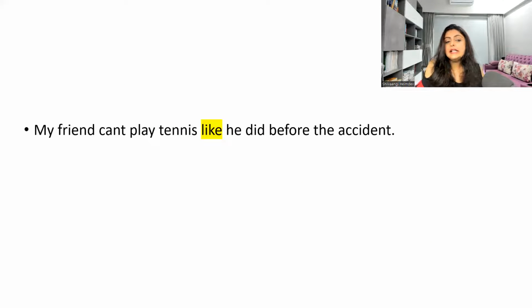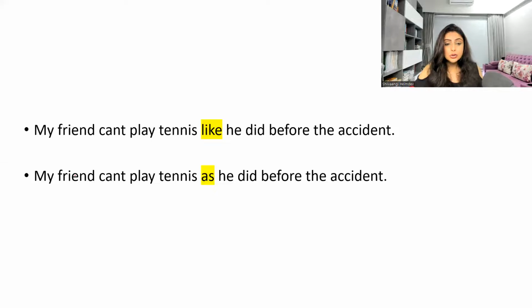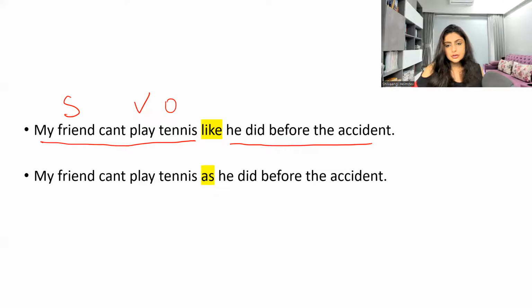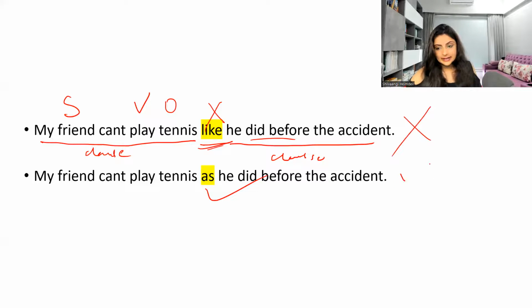Look at this. My friend can't play tennis like he did before the accident. Again, what is happening? Two clauses. My friend can't play tennis: subject, verb, object, etc. Here also you have subject, verb, object, etc. So if you see, this is an entire clause, and this is an entire clause. Which means I cannot make use of "like", but I can make use of "as". So "like" is incorrect, "as" is correct.